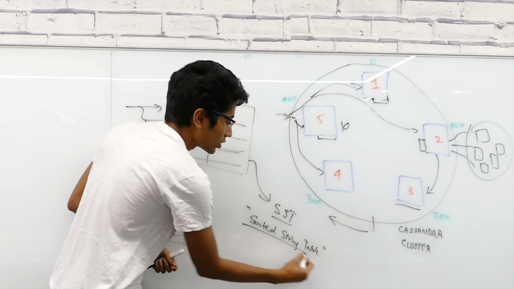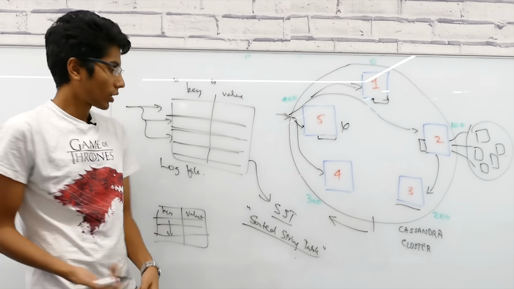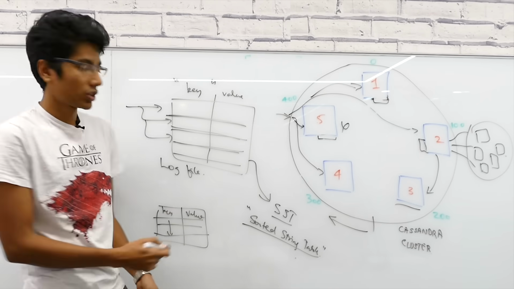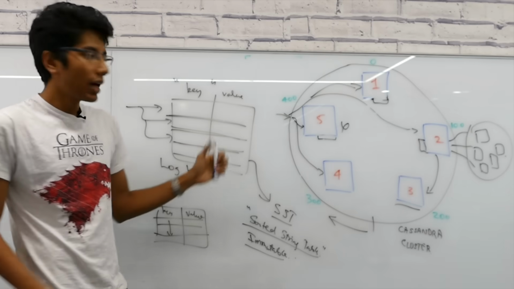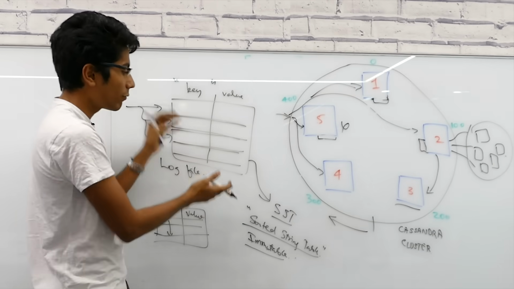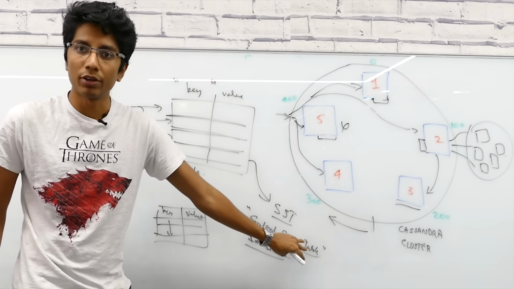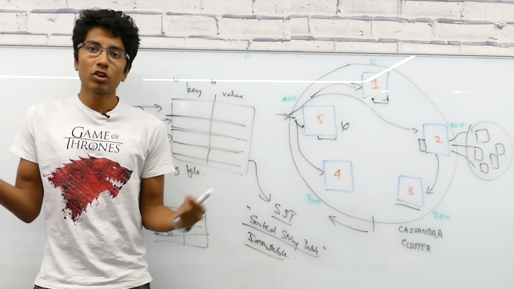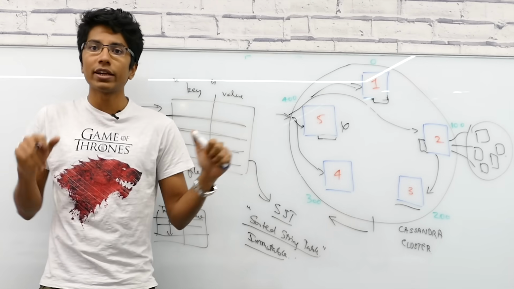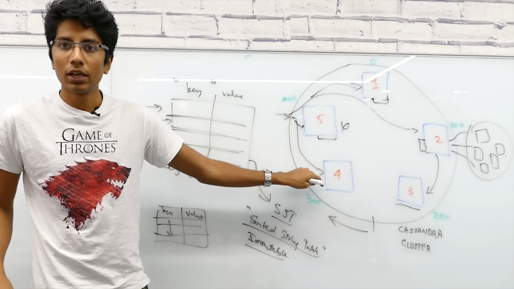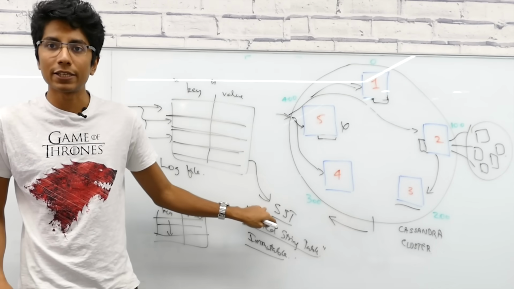But the special thing about a sorted string table is that it is immutable, right? So this data is not going to change. It is immutable. So every time Cassandra has some data in its memory, it flushes it into a new sorted string table. Now you can imagine that because these requests are coming in, after a few days you're going to have a lot of sorted string tables all over your cluster. And these are going to be taking up a lot of space.